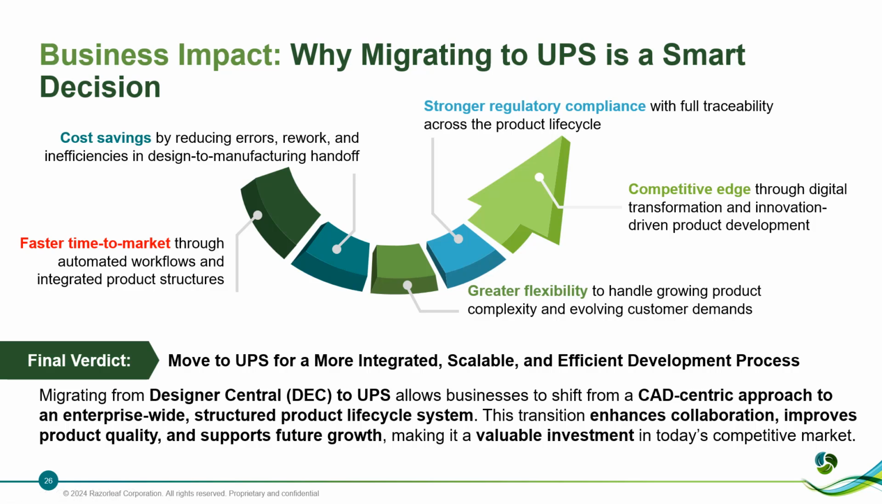Greater flexibility to handle growing product complexity and evolving customer demands. Today the customer says they want one thing, and then your competitor brings on something new, right? How quick can you react to the market requirements, market definitions, and the needs? How fast can you do that? Do I have to go create a whole new engineering structure, a copy of everything? How quickly can you do that?